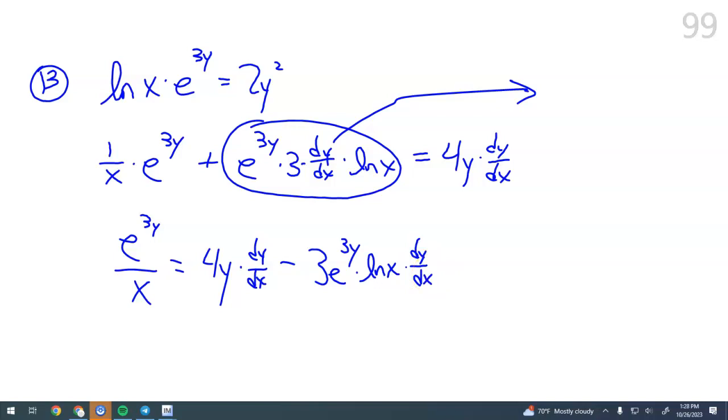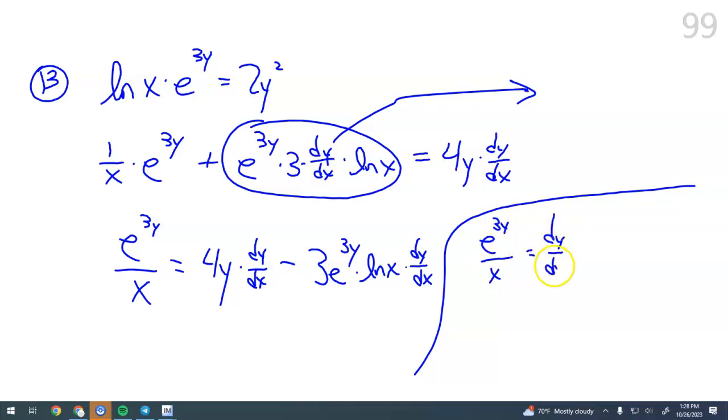Okay, so now what? Factor out the dy dx. I do want to talk about the last step here. So I'll have dy dx on the outside. And then 4y minus 3e to all that stuff. 3e to the 3y times ln of x.